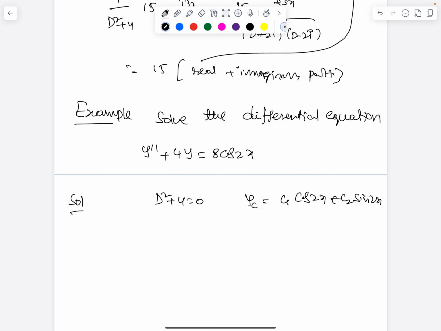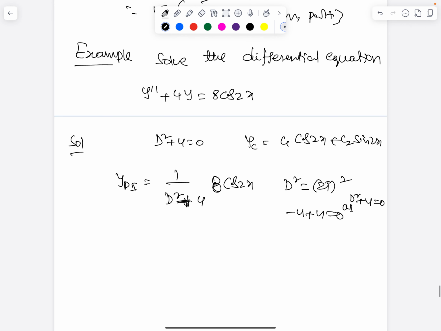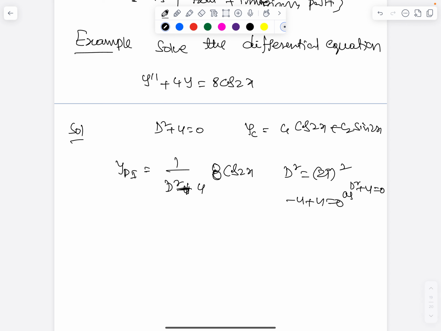But the problem is that when you try to calculate ypi, you have a scenario like this: 1 by d square plus 4 of 8 cos 2x. The moment you substitute d square is equal to 2i whole square, minus 4 plus 4 is 0, as d square plus 4 is becoming 0. So you cannot move further. This substitution, replacing d square by the coefficient of x, that is 2i, is not acceptable.